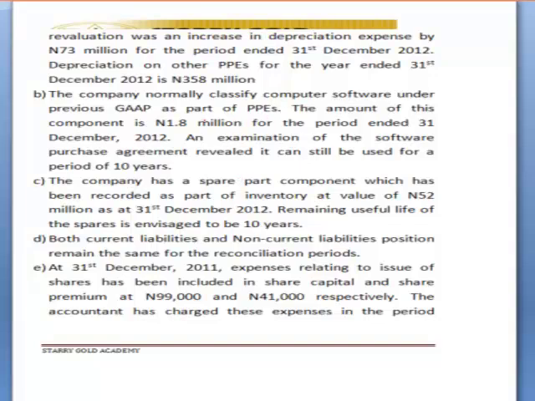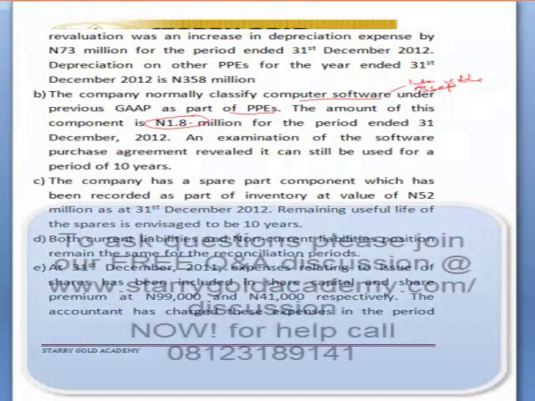Now if you look at what we have here, the computer software under previous GAAP, the issue is that he has classified this as part of PPE, and this should have been what? Intangible assets. For every additional information in the question, you need to be able to identify what is to be done. It means you need to reclassify computer software. You need to deduct it from property, plant and equipment. The figure is 1.8 million. That means you deduct it from property, plant and equipment of the previous GAAP, then you add it to intangible assets.